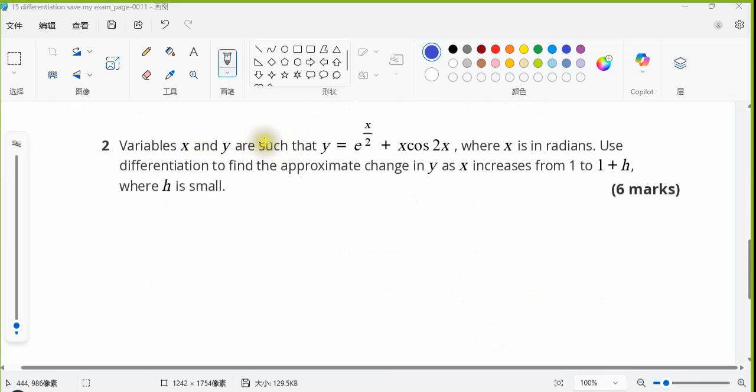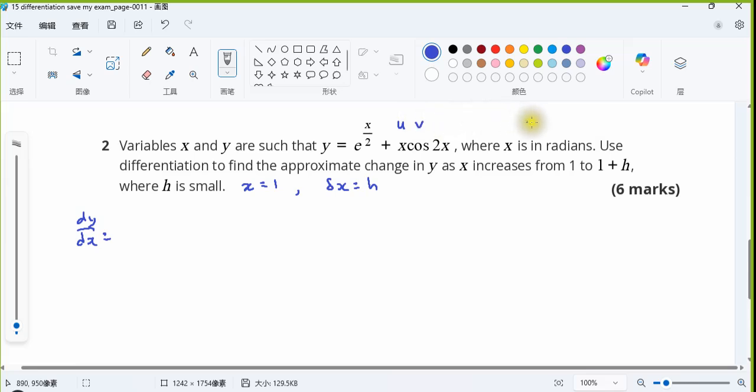Variables x, y are such that y equal to e to the power x over 2 plus x cos 2x. x is in radians. Use differentiation to find the approximate change in y as x increases from 1 to 1 plus h. So we have x equal to 1 and then delta x is h. So we want to find the dy/dx.